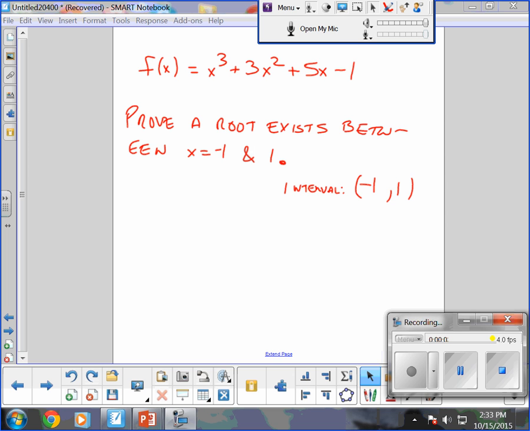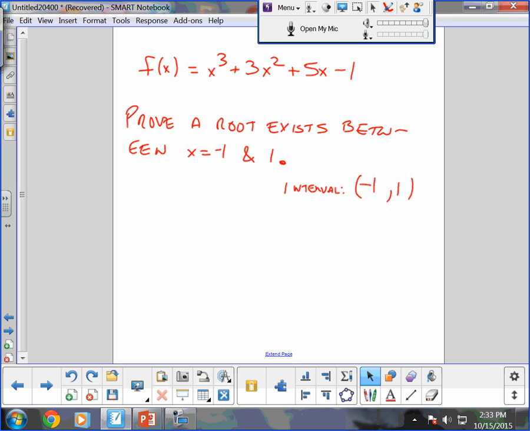So I have a sample problem on the board. I give you a function. It's a cubic. I don't exactly know what it looks like. I don't know if it has a couple peaks in it, or if it does this. It doesn't matter. But it's a cubic. It's a polynomial, so it's defined for all reals. And I'm asking you, prove a root exists between -1 and 1.